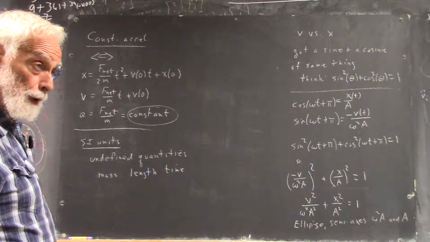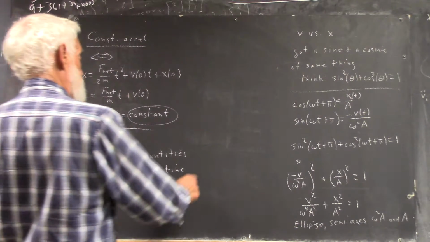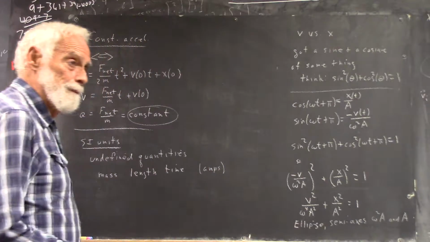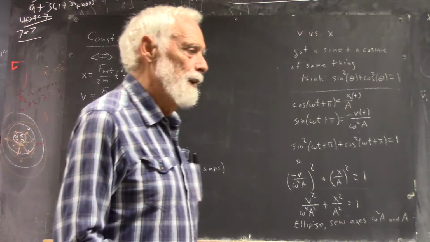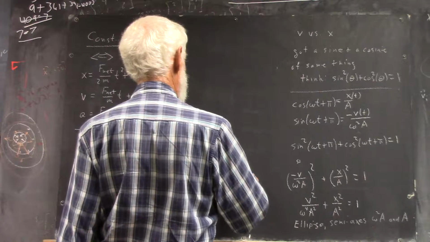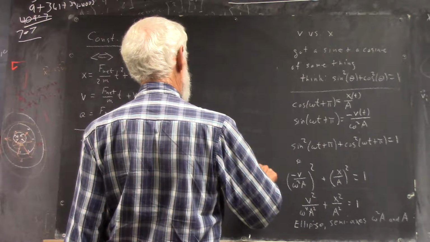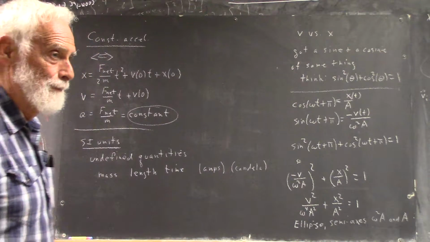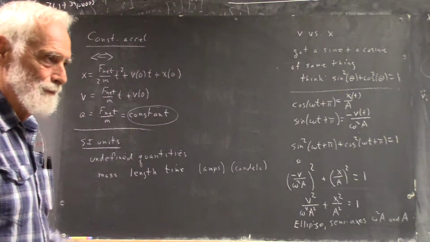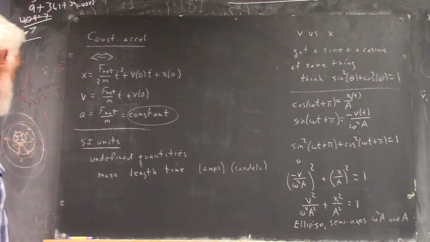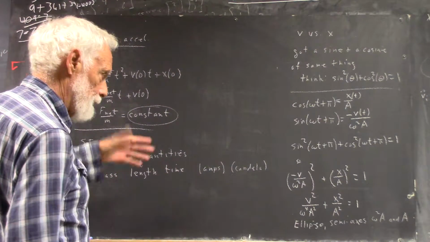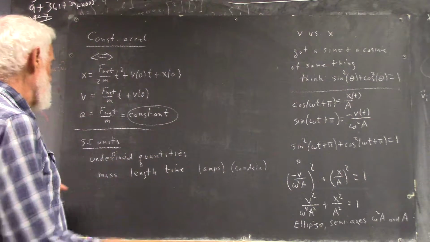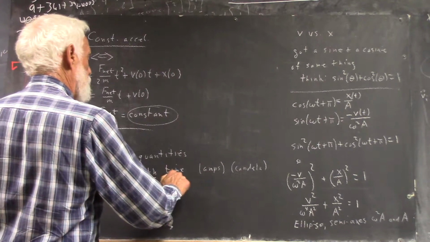There are other undefined quantities. So I'll just put in parentheses like amps, and candela, and stuff that we'll talk about a little bit second semester, like candle power. There's your light energy, or light intensity. Anyhow, these three are the ones that we're going to be dealing with in this course.